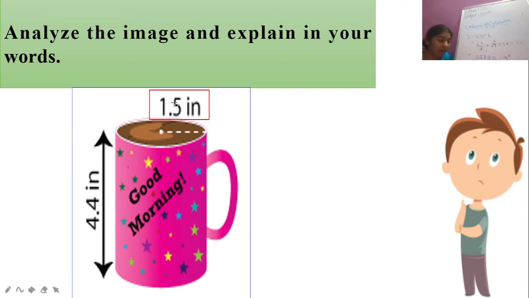First we have a radius of 1.5 inch, right? And the height we have is 4.4 inch. So by these two dimensions, you are easily able to find out the volume of tea that will go in this cup. Okay students, so you will use it and calculate also. Okay, so now let's come forward.